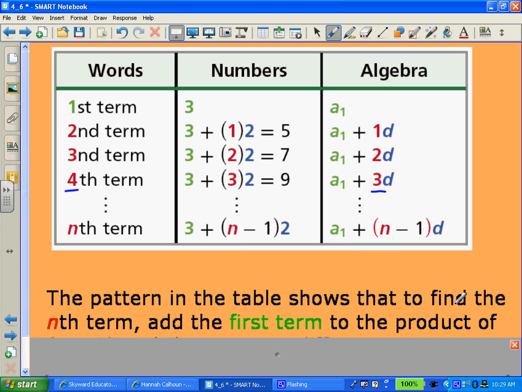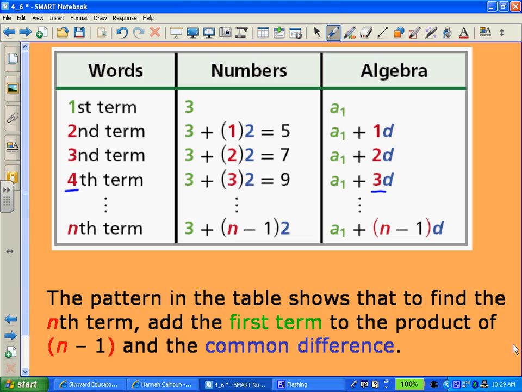So based on that pattern, we come up with a rule for finding any term in the sequence. The pattern in the table shows that to find the nth term, you add the first term and the product of n minus 1 times the common difference. It's kind of confusing, I know, how we got there.